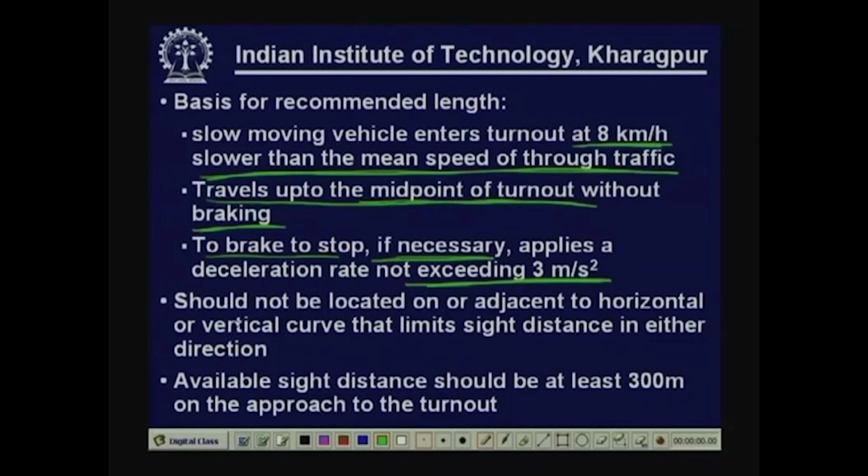Now, this type of facility should not be located on or adjacent to horizontal or vertical curves that limit the sight distance. So, why invite the safety problem again? Available sight distance should be at least 300 meter on the approach of the turnout. So, obviously, we do not allow it where a sight distance restriction is there, and a minimum of 300 meter sight distance is required on the approach of the turnout.